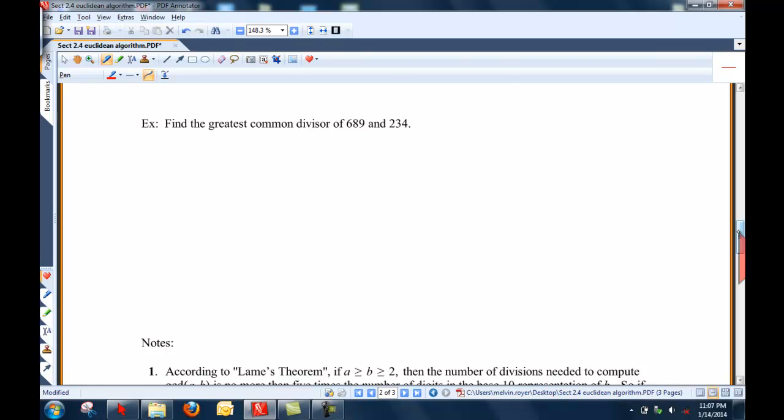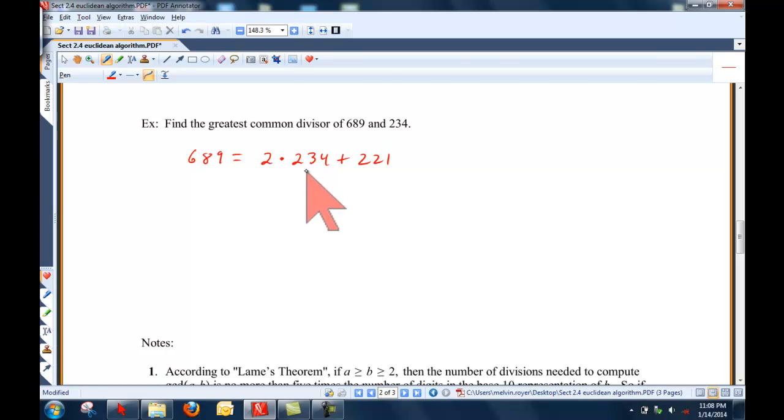I wrote more than I needed to on the previous problem because it was the first one we've done. So find another example. Find the greatest common divisor of 689 and 234. Here's really what you would need to write. 689, applying the division algorithm, divide 689 by 234 on your calculator, take the floor, and so on. This is 2 times 234 plus the remainder 221.